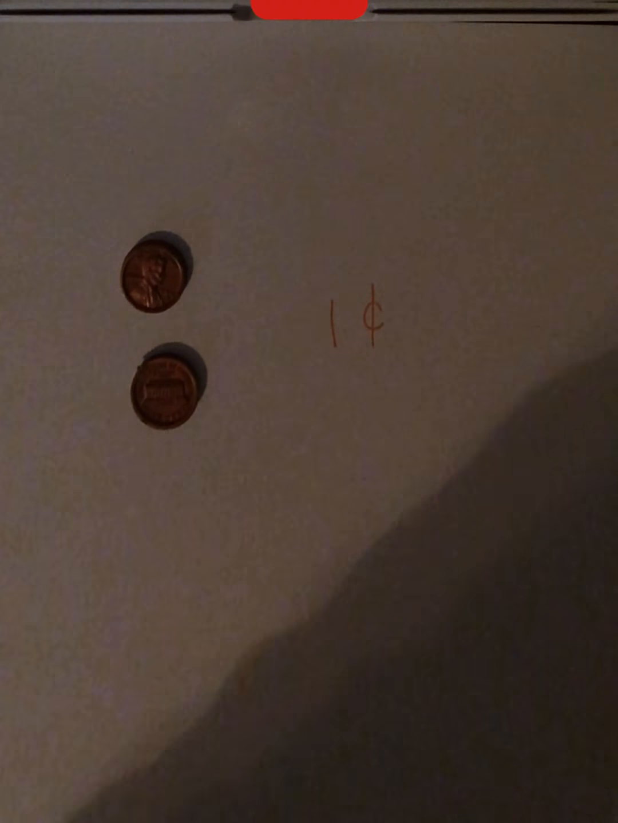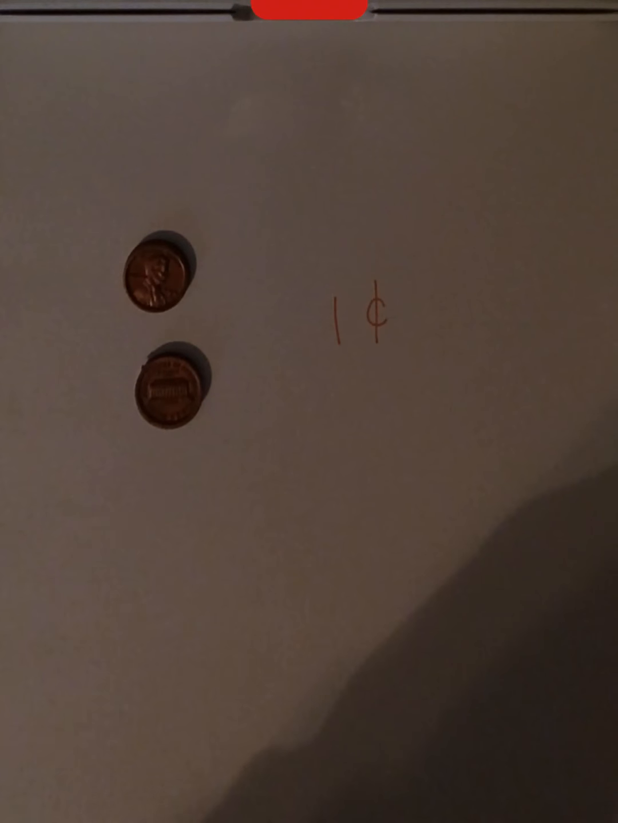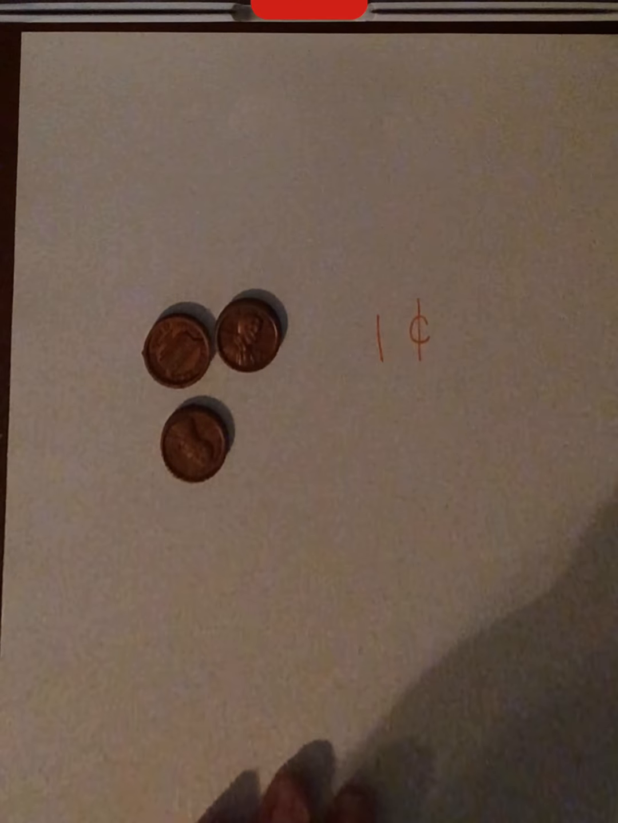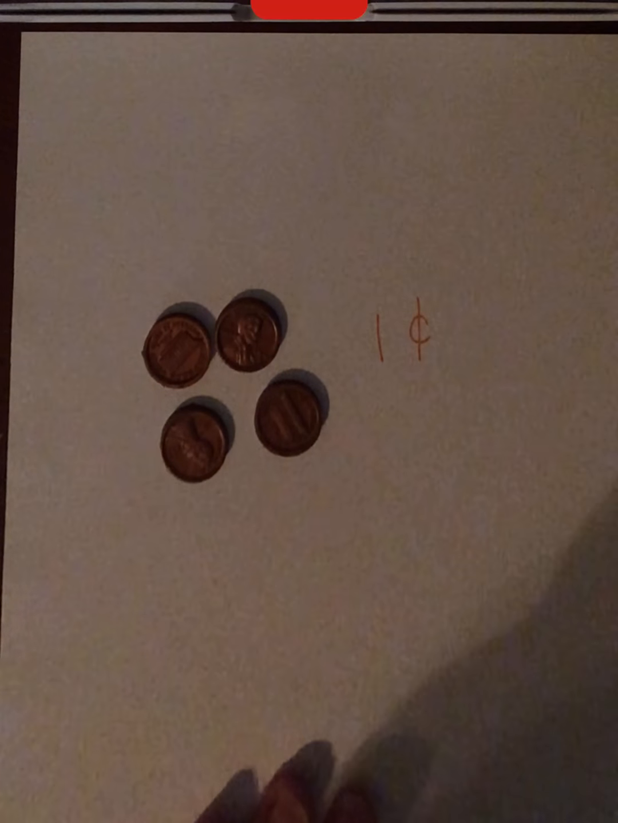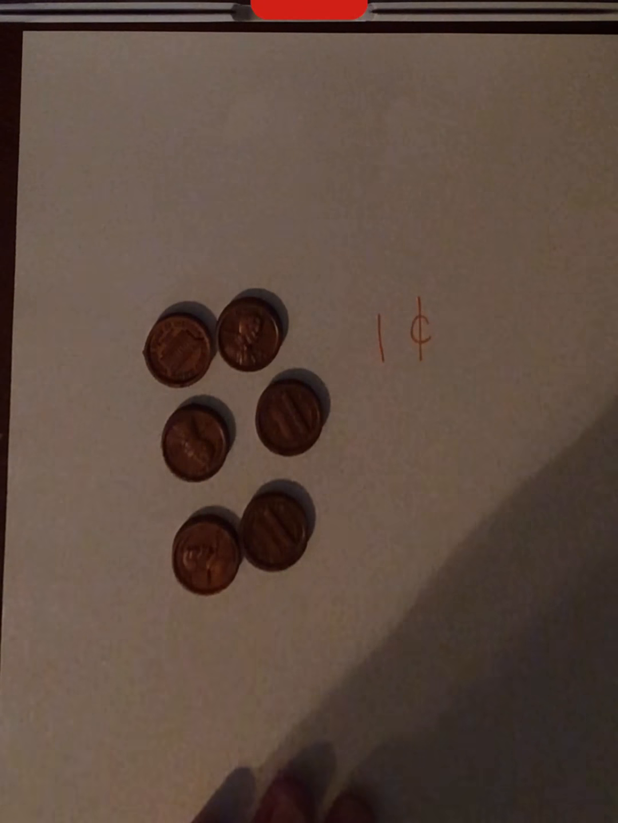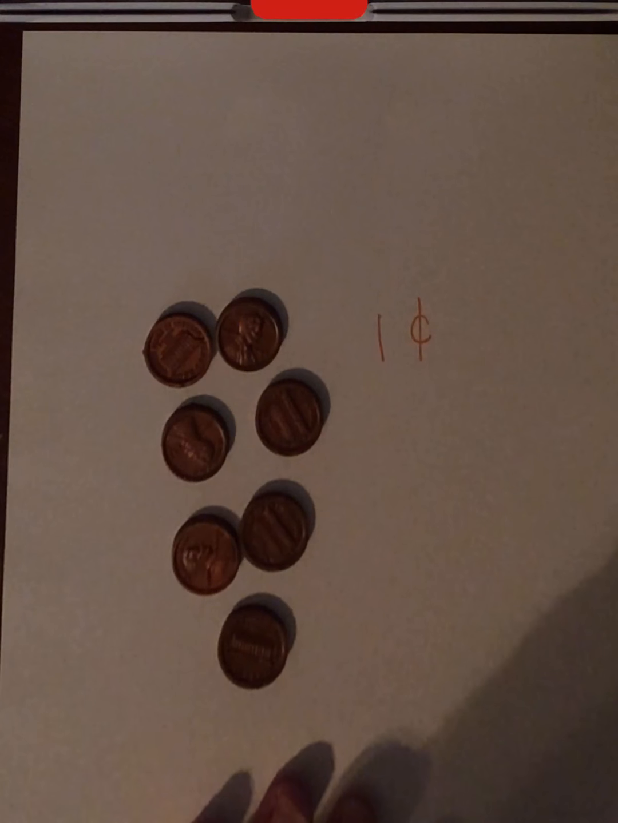So when we count pennies, we count by ones. So let's practice counting with pennies. 1, 2, 3, 4, 5, 6, 7. If I have 7 pennies, I have 7 cents.